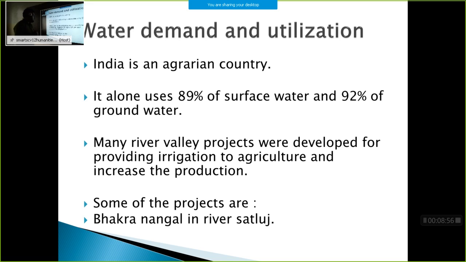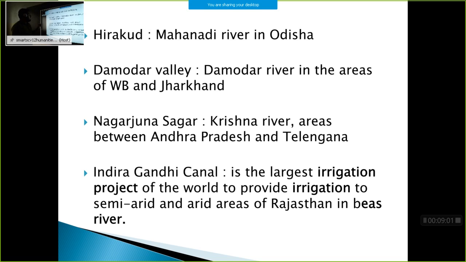So some important projects are Bhakra Nangal, which is on the river Satluj, Hirakud, which is on the Mahanadi river in Odisha, Damodar Valley, Damodar river in the areas of West Bengal and Jharkhand, Nagarjuna Sagar, which is on the Krishna river, and it is on the border of Andhra Pradesh and Telangana. Before, Andhra Pradesh and Telangana were a single state, but now they have separated. Okay. The Indira Gandhi Canal, this is an important thing you must know.